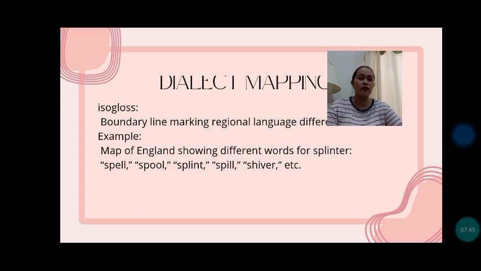Next, moving on to dialect mapping. Linguists often study dialects through isoglosses, which are boundary lines showing where certain language features are used. For example, maps of England show how different words like splinter vary across regions. One area might say spill, another area might say spill or split. These maps reveal how language boundaries overlap with geography and social interaction.